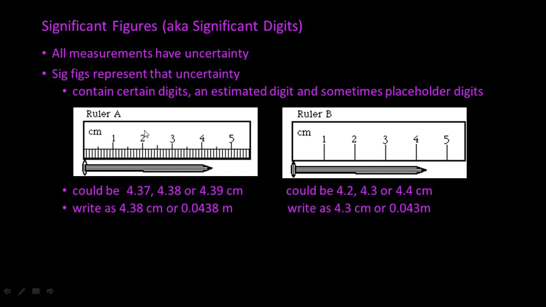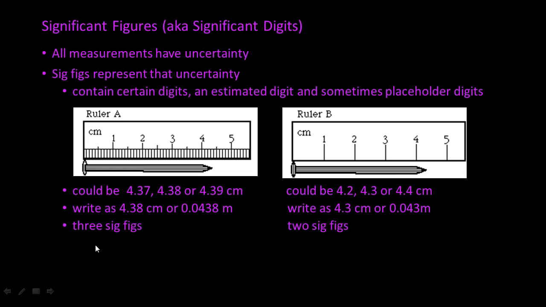So when we're writing with significant figures, we would go ahead for ruler A and write this as 4.38 centimeters, or if we wanted to write it in meters, we would write it as 0.0438 meters. On the other hand, for ruler B, we would write this as 4.3 centimeters or 0.043 meters. Notice we don't have any hundredths of a centimeter because we have no clue what it would be based on this ruler that only has divisions every centimeter.